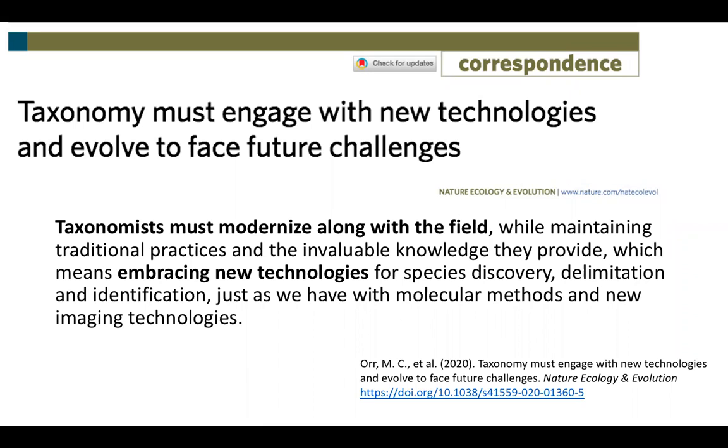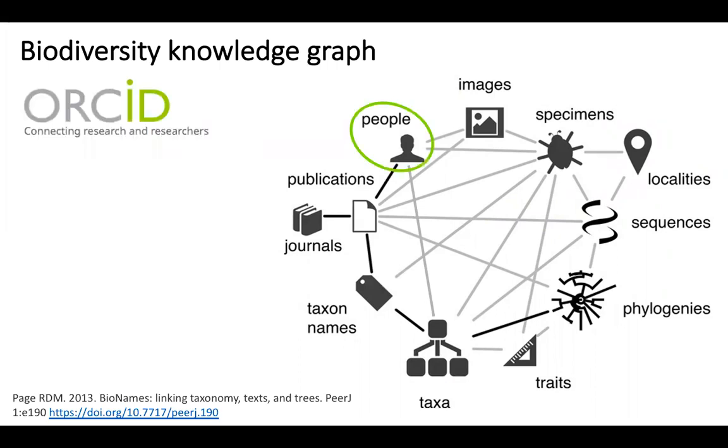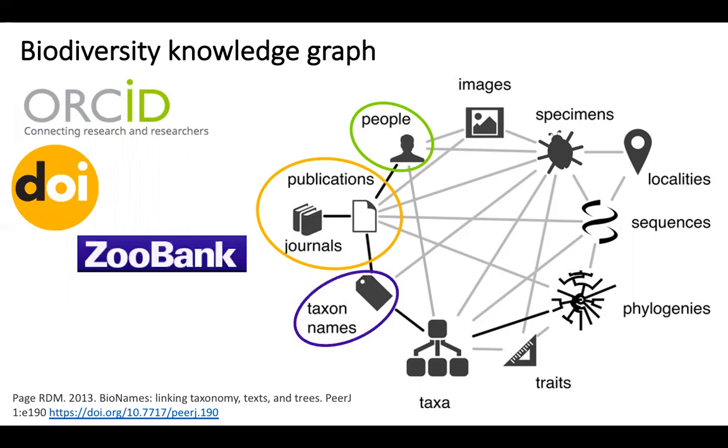One of the ways we can think of bringing taxonomy up to speed with technological advance is by incorporating what is known as the biodiversity knowledge graph, which portrays the several pieces of information that are interconnected throughout the research that we do. One of the links is, of course, us as researchers, and you might have noticed that nowadays journals request that you provide them with your ORCID so that it can link you to the DOI of your paper. If you are describing new taxa, those should be registered at ZooBank.